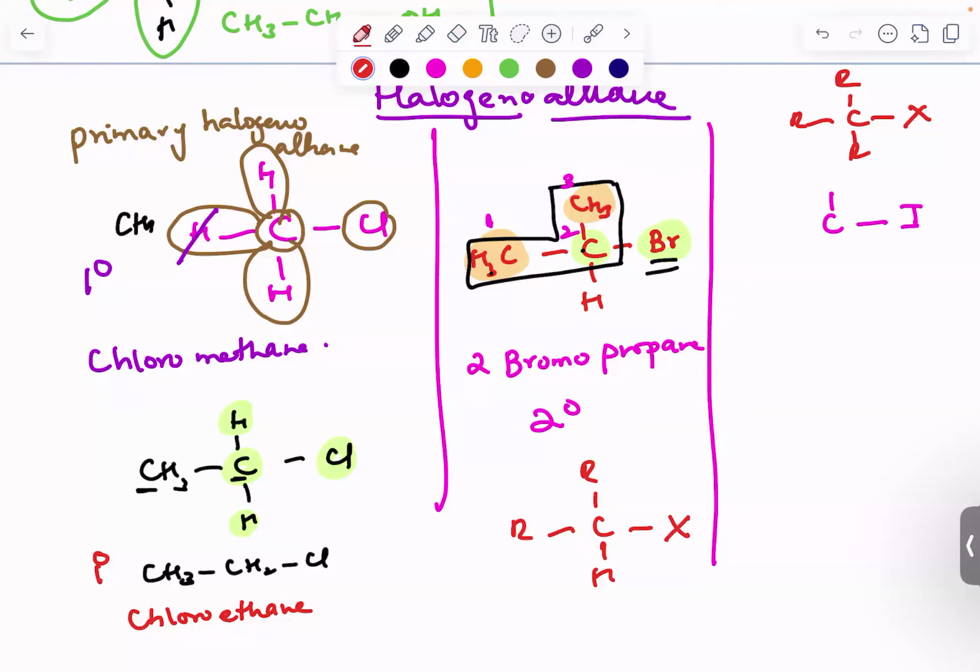X is a halogen atom. It could be fluorine, chlorine, bromine, and iodine. So I am putting three CH3 groups here. This is the tertiary halogenoalkane.